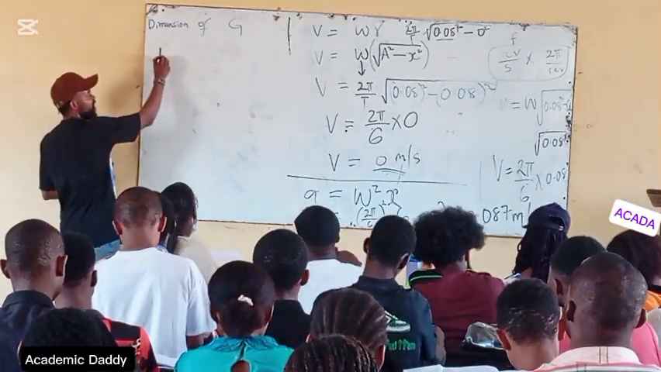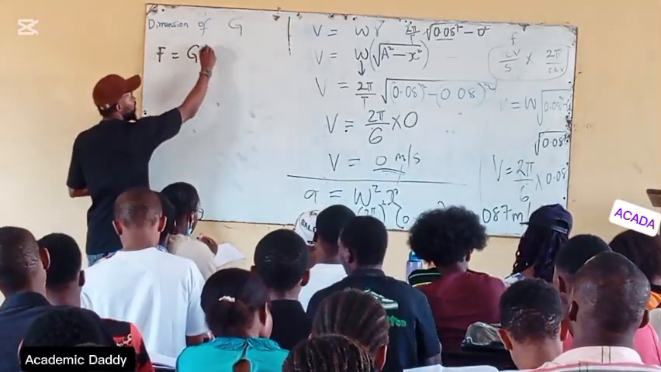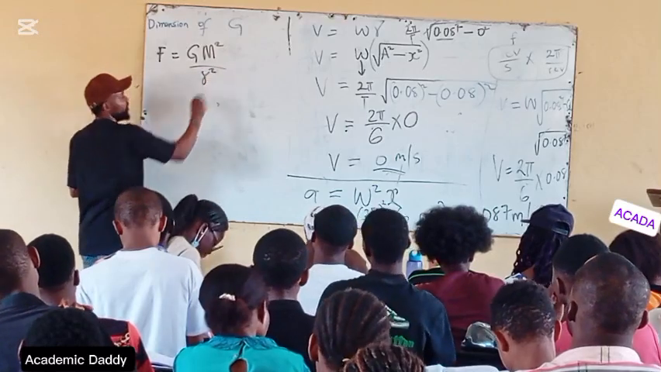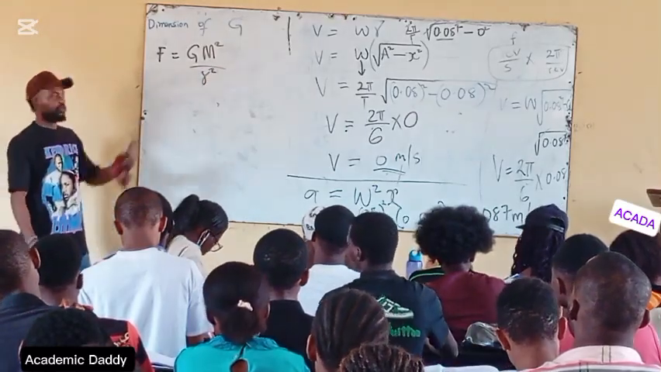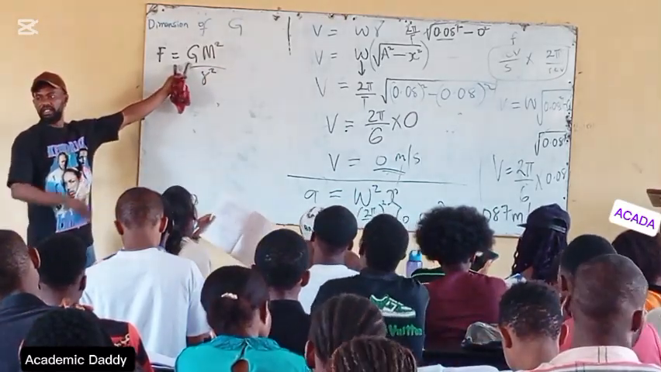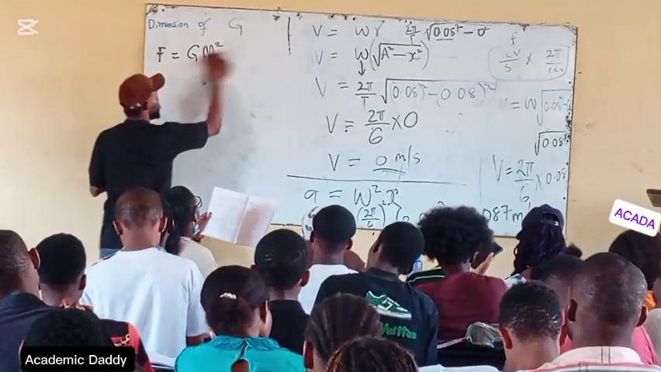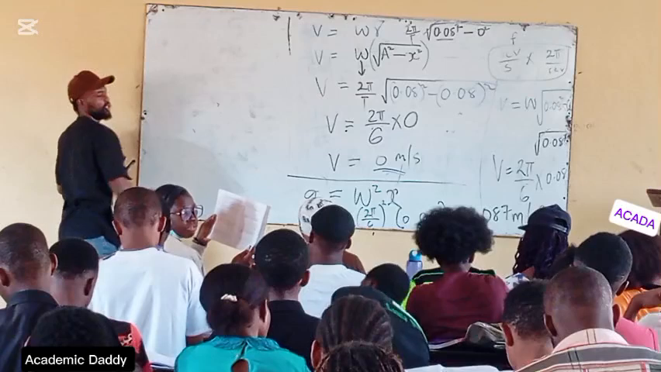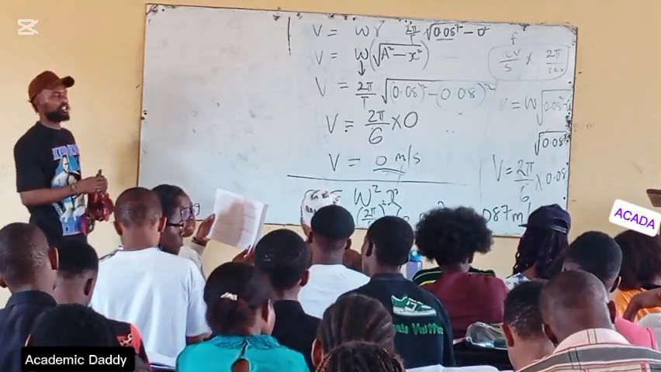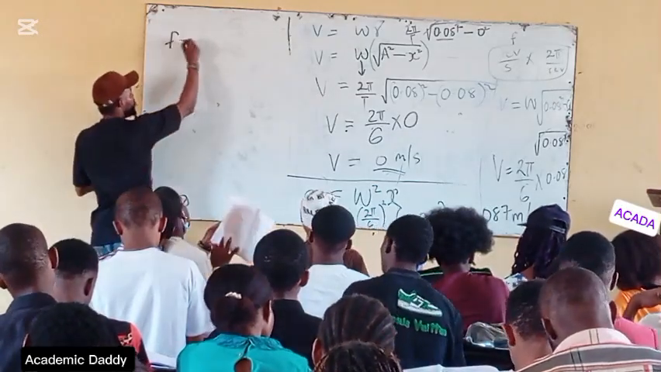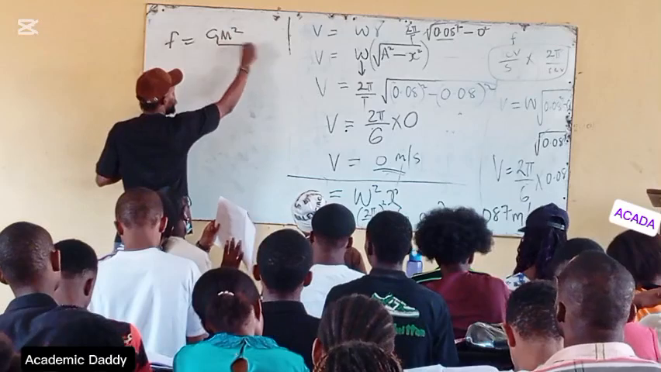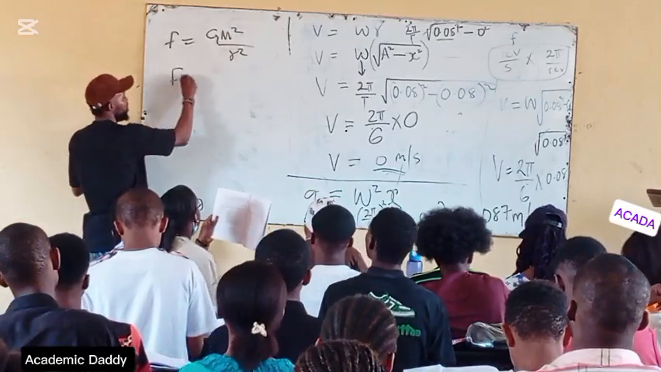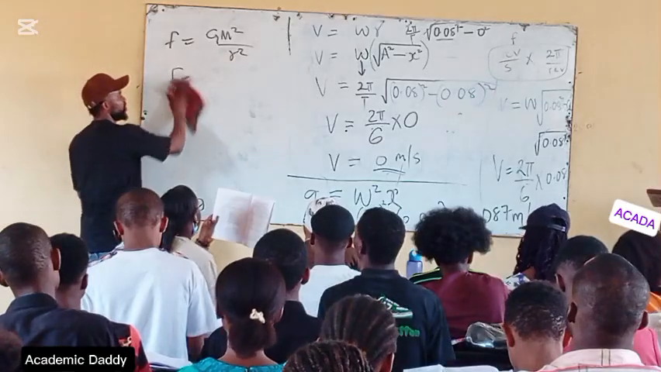Because you know that F is equal to G M squared over R squared. From here, make G the subject of the formula, then get the unit. So please, let's go to the next one. See, F equals G M squared over R squared, but if I want to make this the subject of the formula, I'll say F.